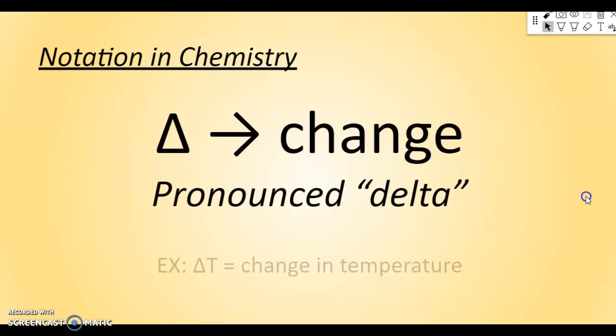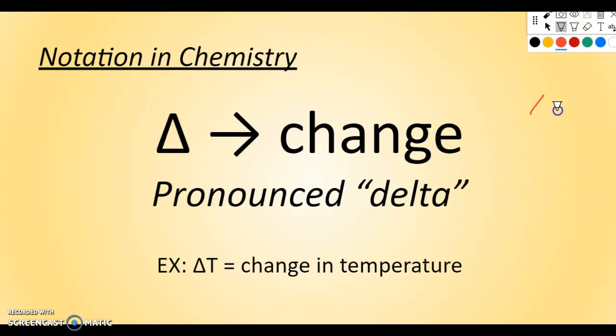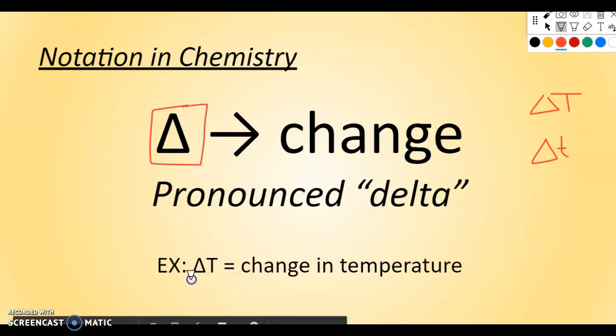So one thing that we show in chemistry is a triangle to describe change. If you see something like delta T, then we're talking about a change in temperature. If you see something like a delta small t, a change in time. So this delta is a symbol that you're going to see throughout the notes at times and throughout the school year. This is just telling you what this symbol means, a little chemistry shorthand.